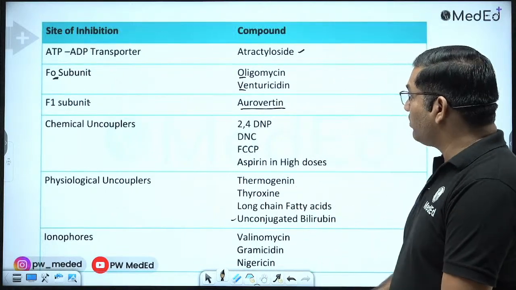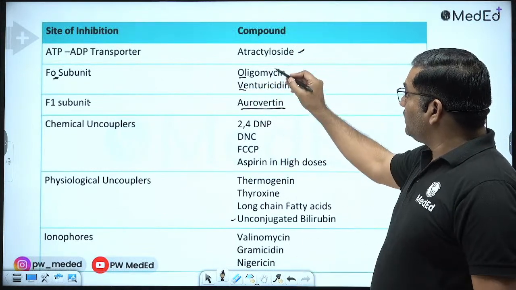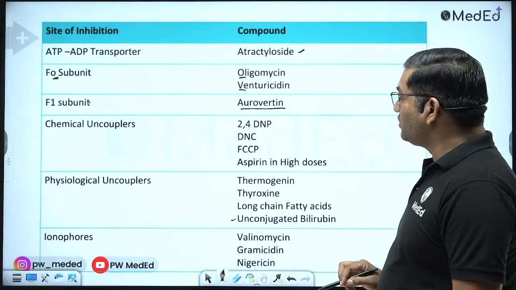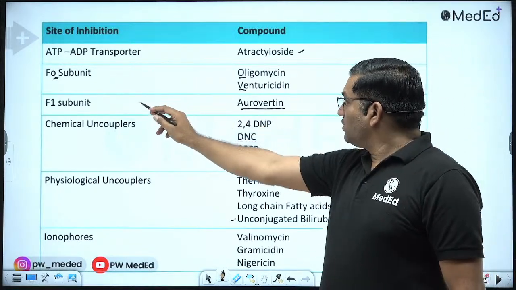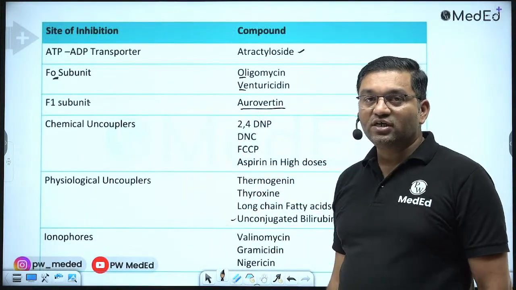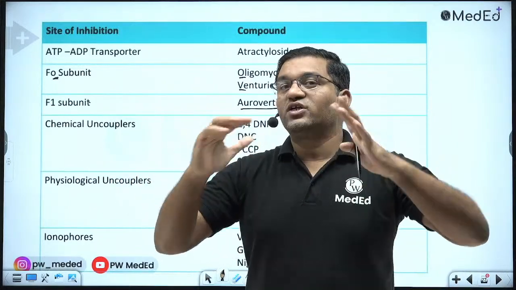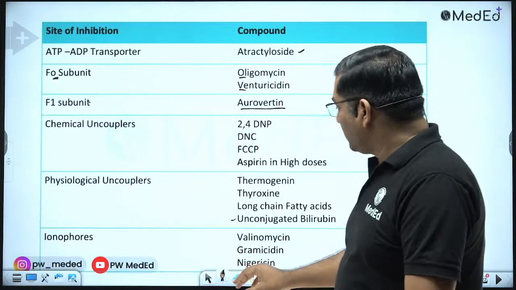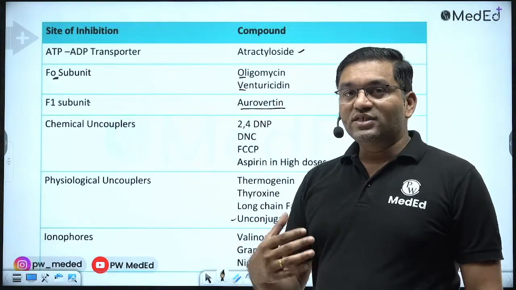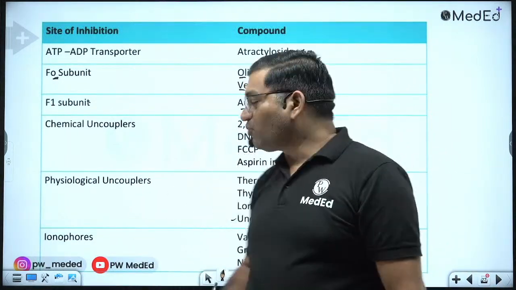So remember this table. Atractyloside, oligomycin, venturicidin are the inhibitors of oxidative phosphorylation. Aurovertin inhibits the F1 subunit. These are the chemical uncouplers and physiological uncouplers. Uncoupler means that which increases the permeability of the membrane and does not let the proton gradient develop. And ionophores, these are the potassium ionophores, cause the movement of potassium ions across the membrane, so they also cause disruption of the proton gradient.